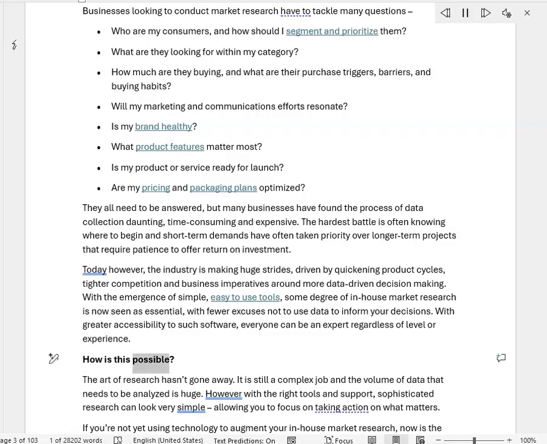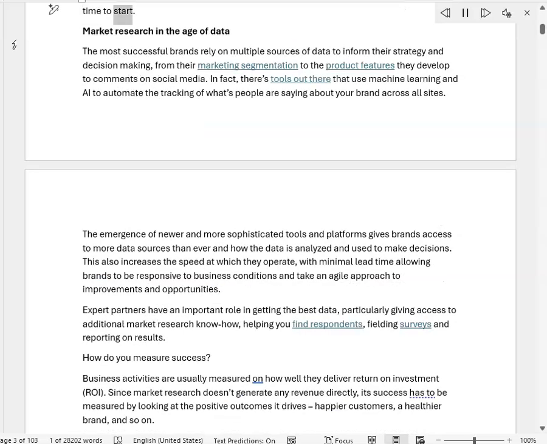How is this possible? The art of research hasn't gone away. It is still a complex job, and the volume of data that needs to be analyzed is huge. However, with the right tools and support, sophisticated research can look very simple, allowing you to focus on taking action on what matters. If you're not yet using technology to augment your in-house market research, now is the time to start.